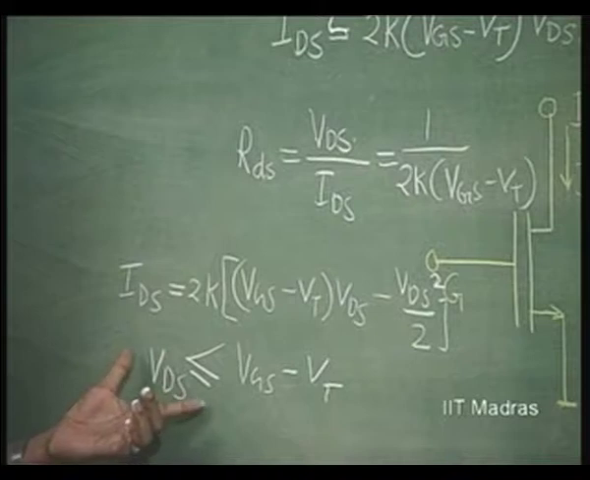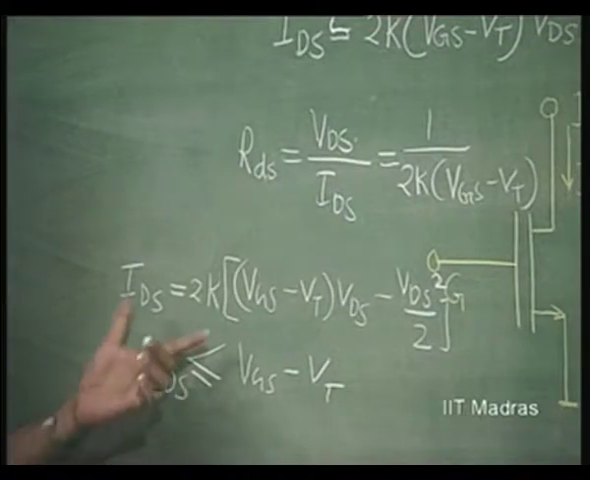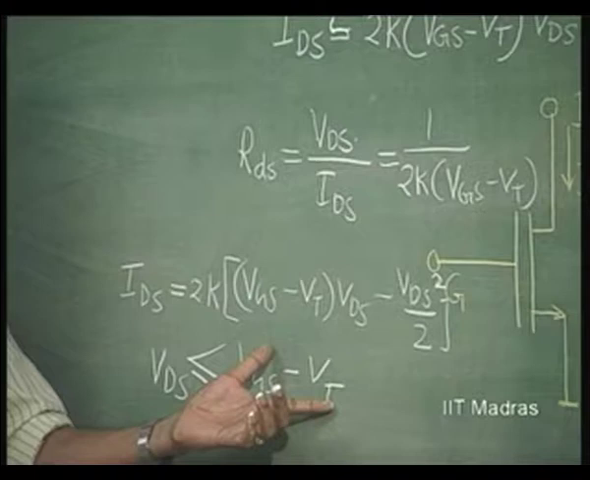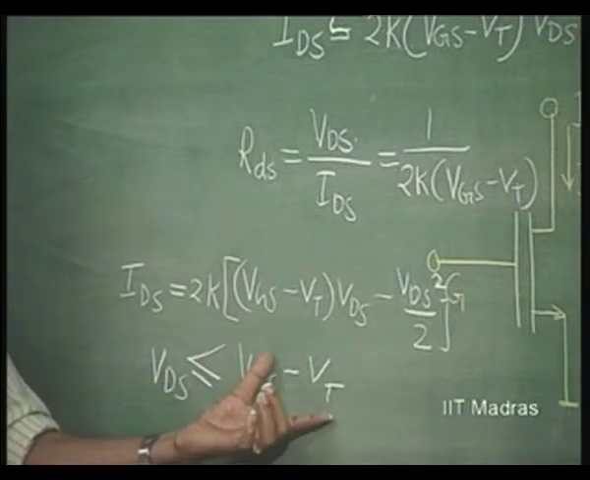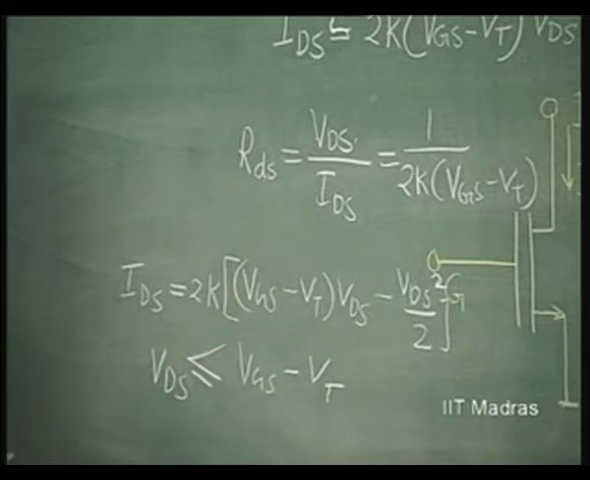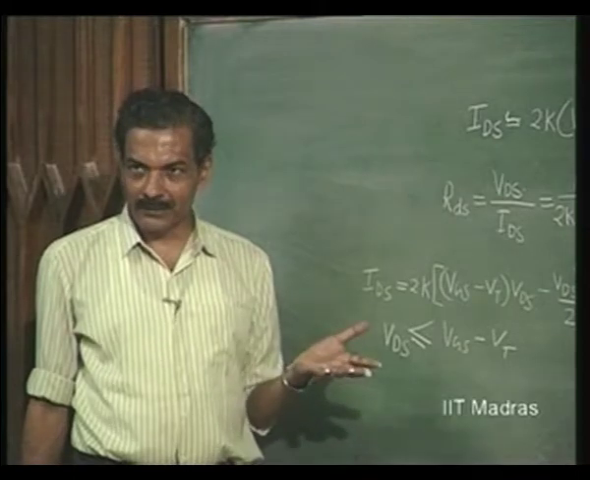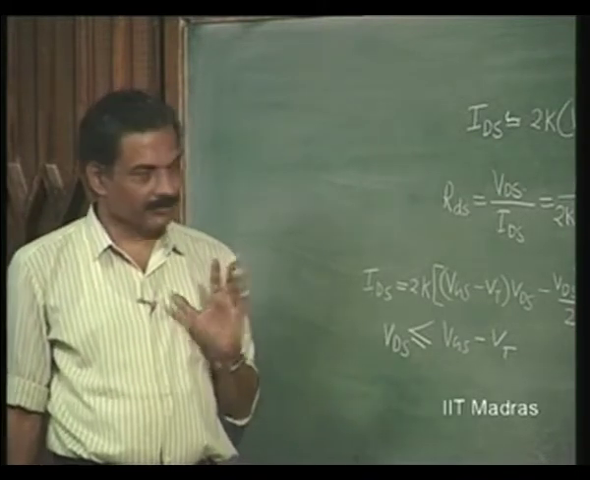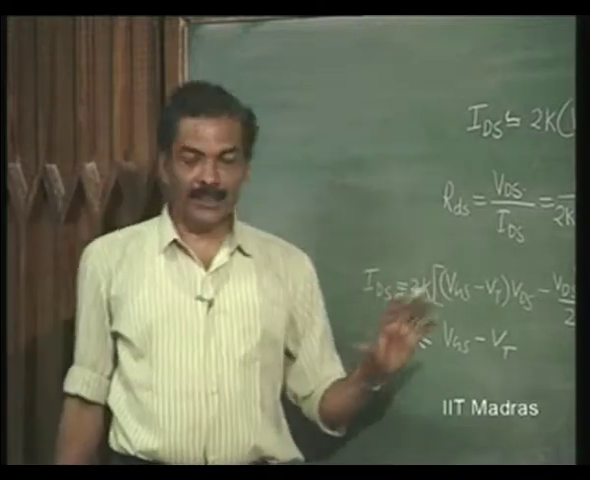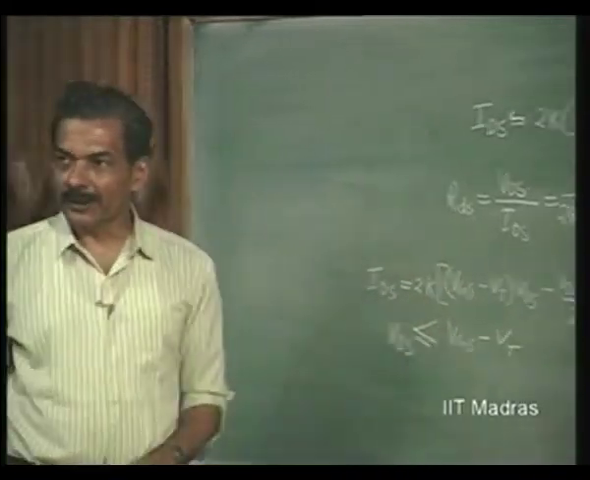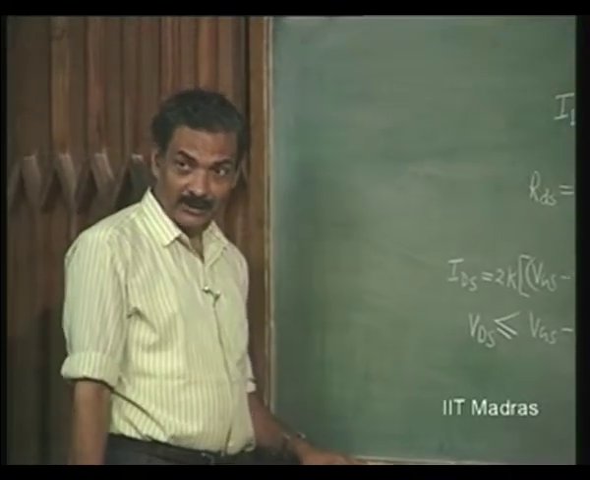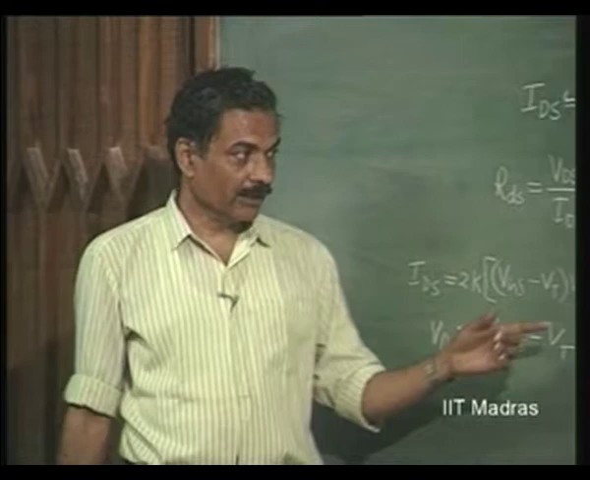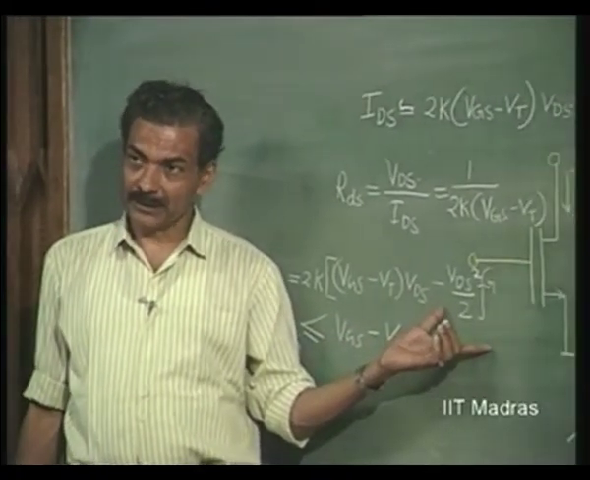After this point, that is for VDS greater than VGS minus VT, what is valid? You can substitute VDS equal to VGS minus VT, and you will get it as K times (VGS minus VT) whole squared. That is what is valid. Now, in this region, can I therefore compensate for this nonlinearity? So, what we are now today going to discuss is to make it more linear, by compensating for this nonlinearity.